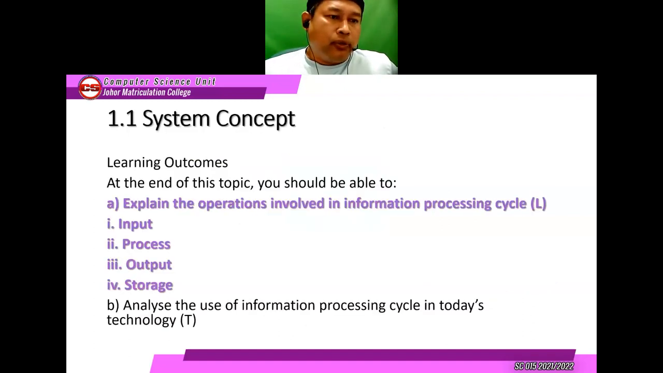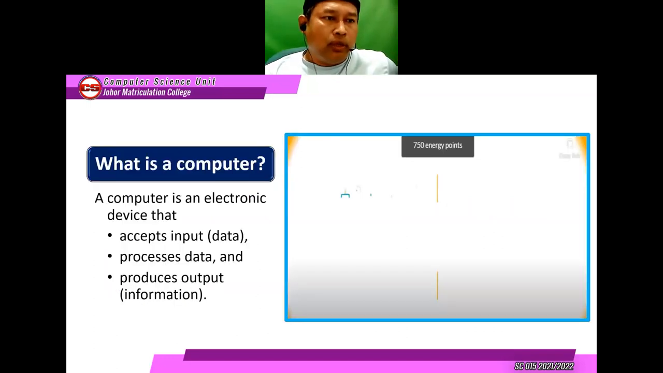Okay, for today, at the end of the lecture, you must explain the process of processing cycle: input, process, output, and storage. You must know what is input, process, output, and storage. So, what is a computer? Before you know what is computer, let me show the video.